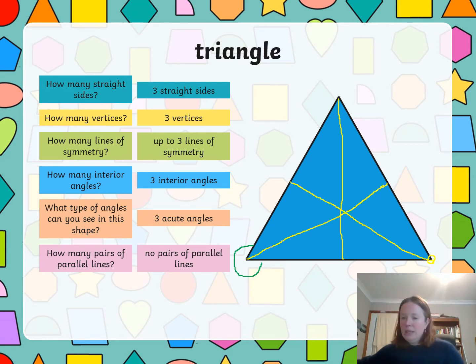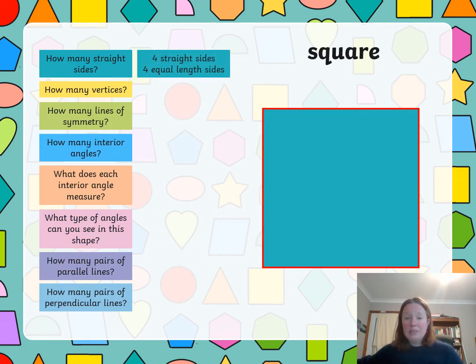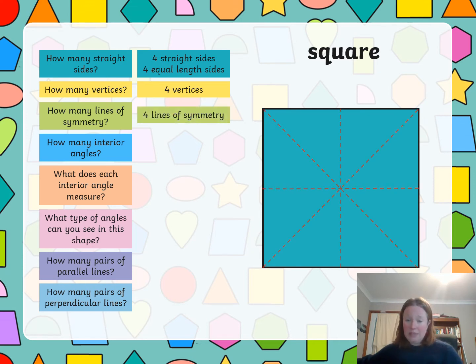Okay, let's move on. Primary. So a square, nice and simple. I'm going to race through this one. How many straight sides? Well, we've got 4 straight sides, 4 equal lengths. How many vertices? 4. How many lines of symmetry? 4 lines of symmetry. How many interior angles? We've got 4. There's a theme, primary 7, right?